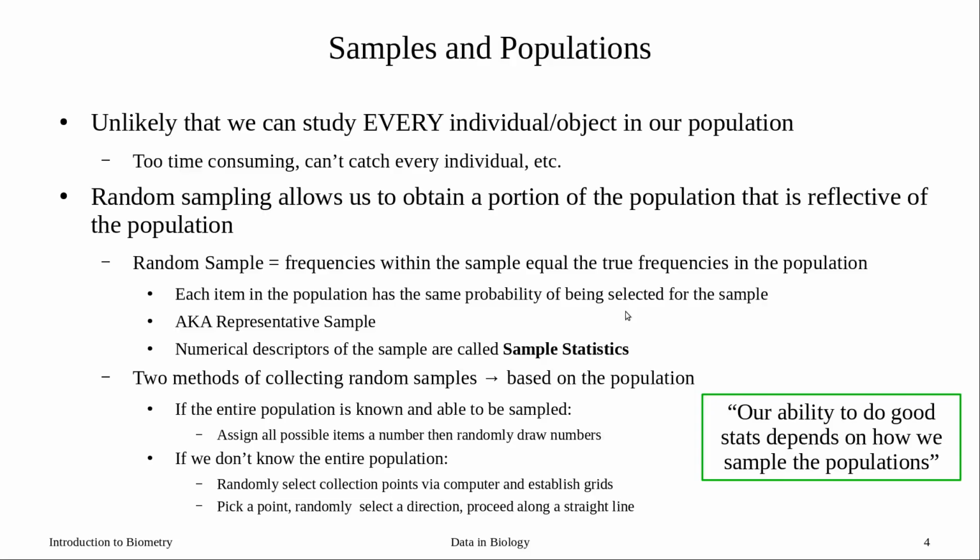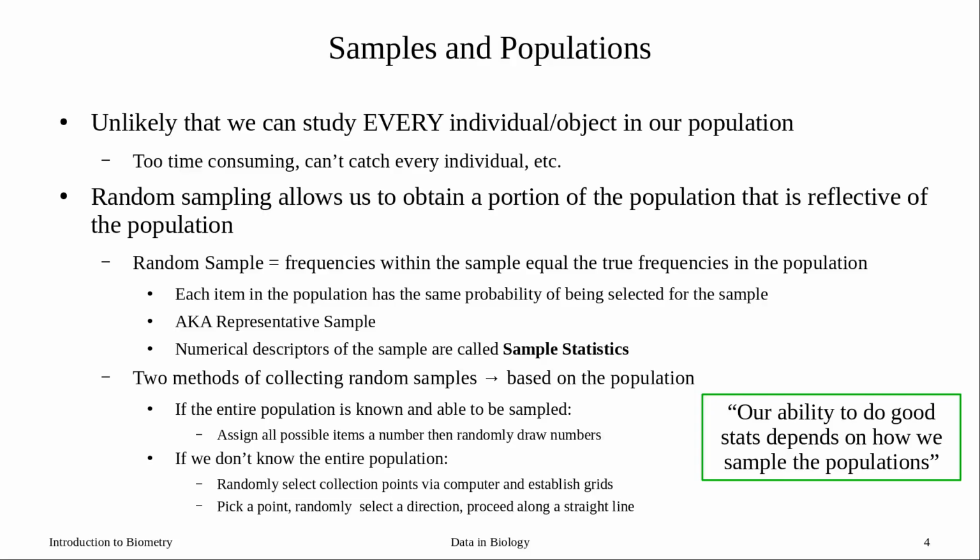It's these parameters that we try to estimate when we generate a sample. The reason we generate the sample is because it's too unlikely that we would collect every single individual in our defined population. So, in order to make estimates or inferences about that population, we try to draw a random sample. If we draw a random sample, then frequencies within our sample should equal the true frequencies in our population. In this case, our sample would be completely reflective of the total population that we are trying to make inferences about.